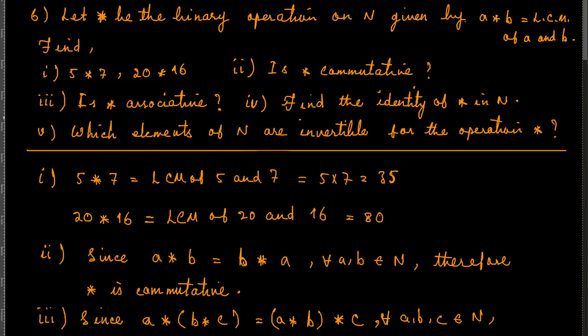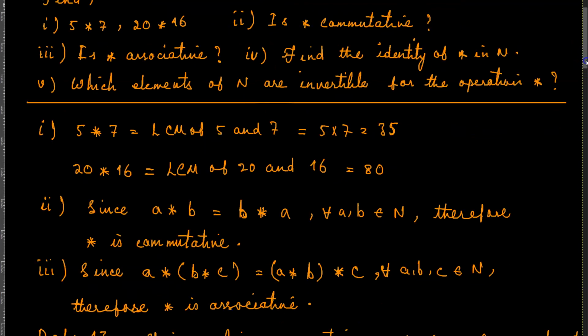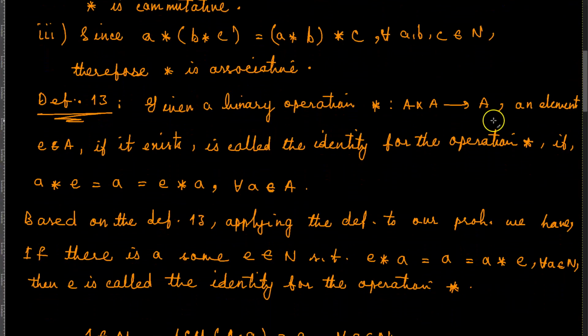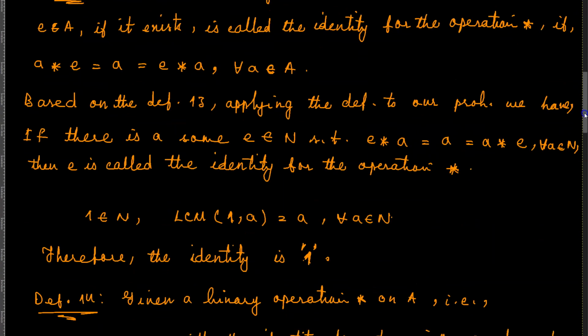Part 2 was basically the same thing. So, for example, for part 2, here we said that since A star B is equal to B star A for every element, therefore that's also okay. So we don't need to rewrite part 2. Part 3 is also okay, we don't need to rewrite it.